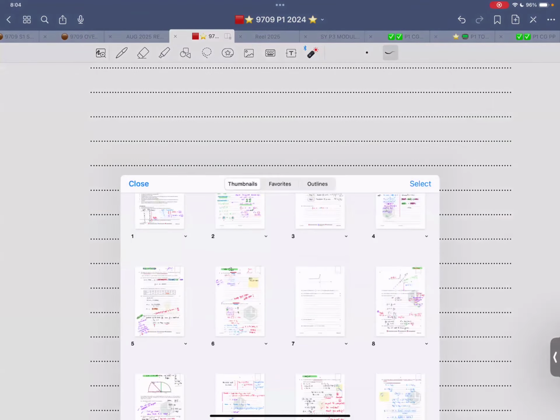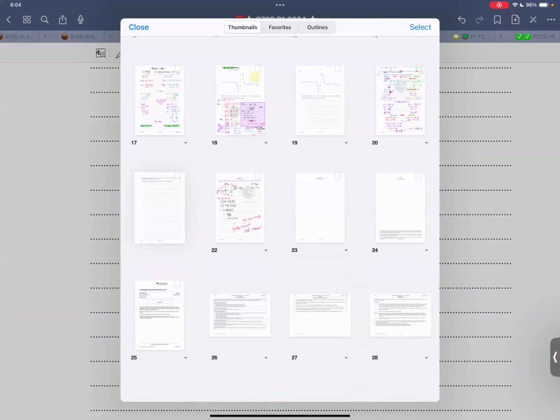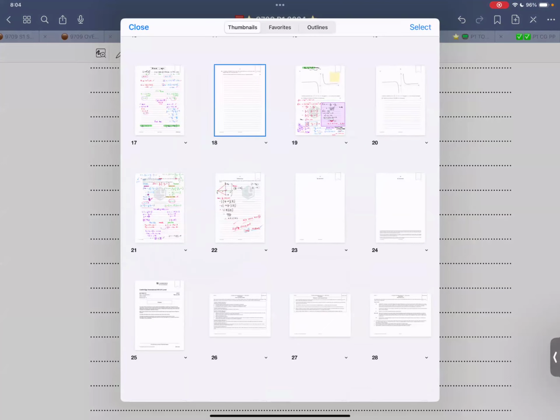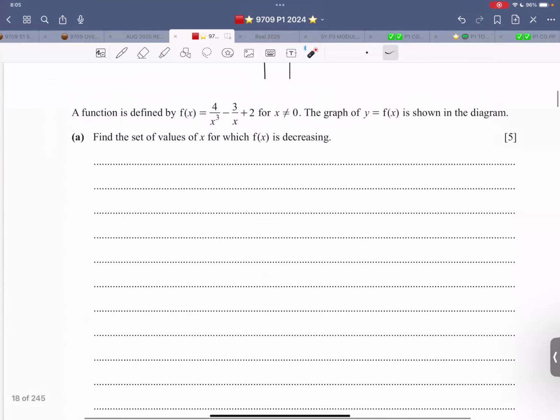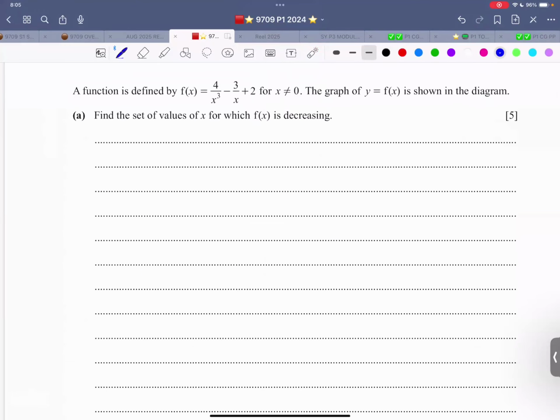Okay. So now let me just rearrange it. And like this. Okay. Now first have a good look at this question. So a function is defined by f(x), and this whole f(x) is given. X is not equal to 0 because that's like an asymptote. The graph of y equals f(x) is shown in the diagram. Find the set of values for which f(x) is decreasing. Decreasing means f prime x is less than 0. That is what is meant by a decreasing function.